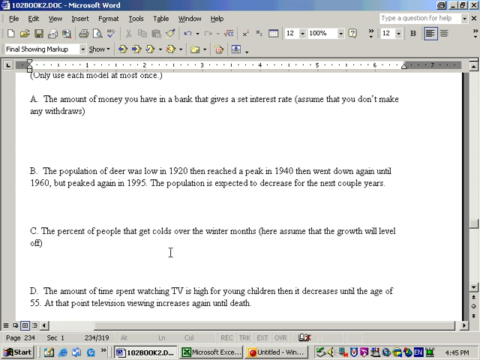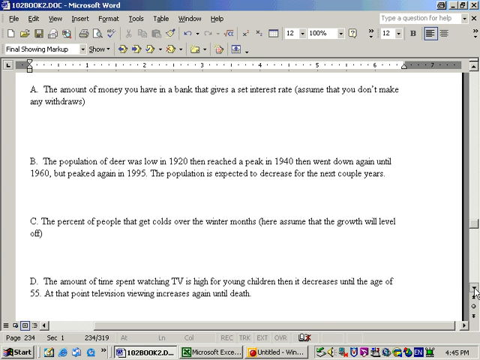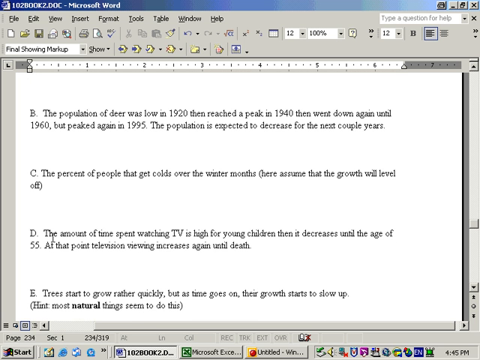The percent of people that get colds in the winter months on this, we're to assume that the growth will level off. Well, that would be logistic. Logistic growth levels off. Remember, it has a horizontal asymptote to it. We did not have a choice of rational function in here. D, the amount of time spent watching TV is high for children, then decreases, and then viewing increases again. So that gives you a sort of a parabola-looking shape, and that would be quadratic.